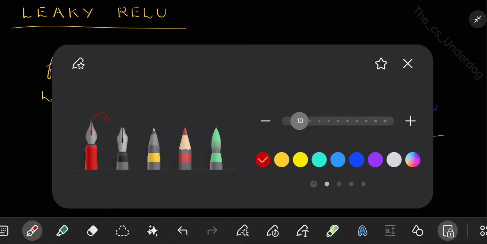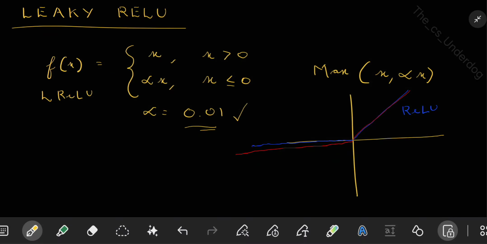I'll go back to my standard color. Next thing to understand is what happens to the gradient now. We know the whole problem of dead ReLU, or the dying ReLU problem, was that gradients will be 0, so there will be no updation carried backward. When you are doing back propagation, if the gradient is 0, the previous layers won't learn anything. We have to see how the gradient changes after the introduction of leaky ReLU.